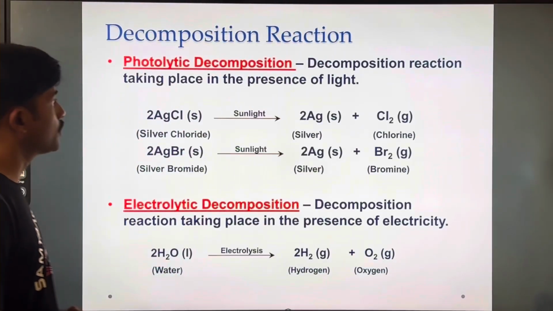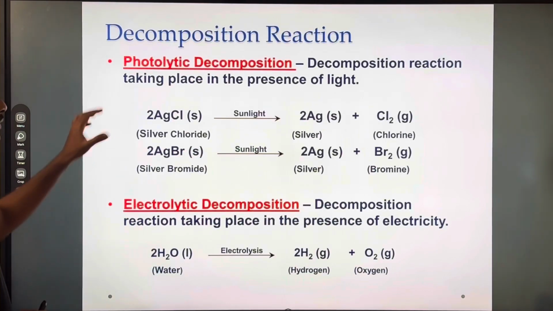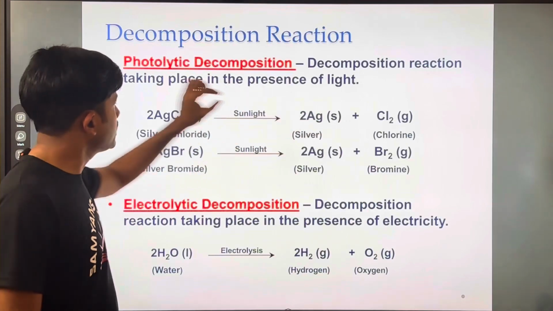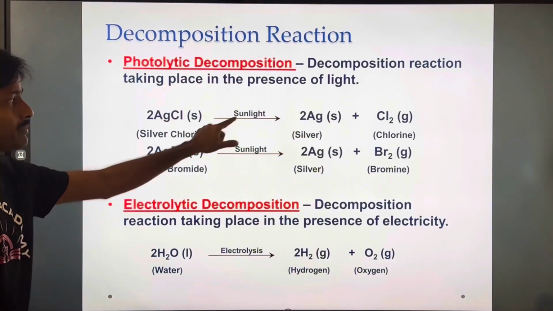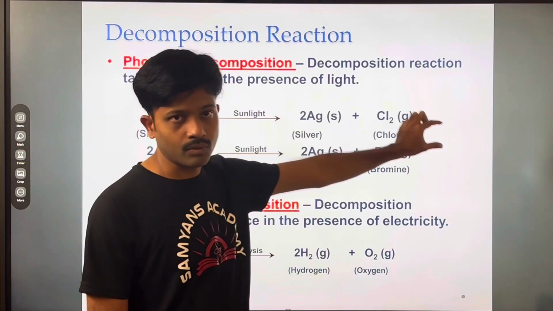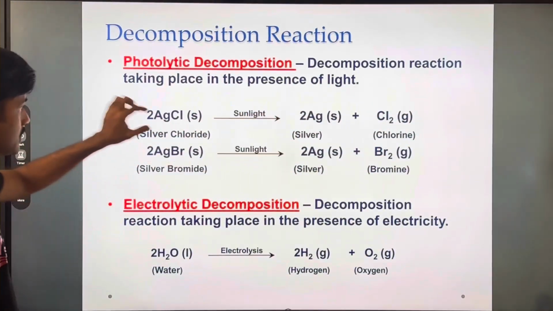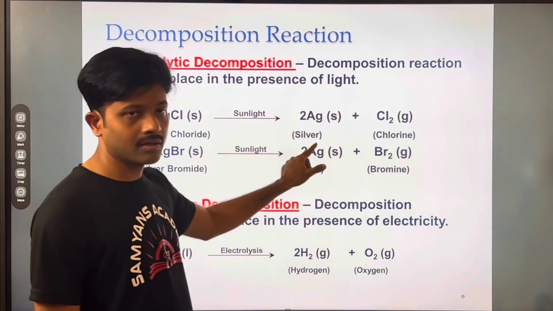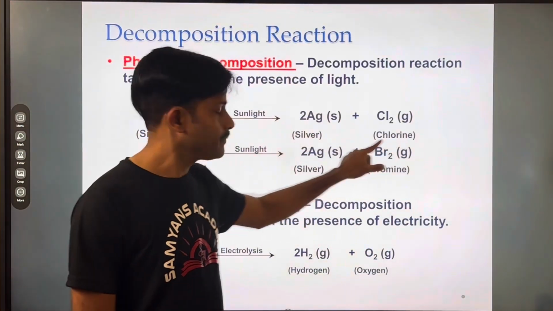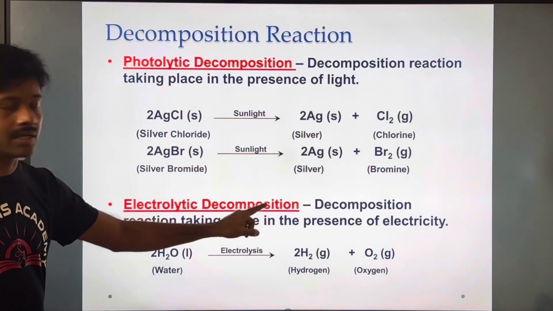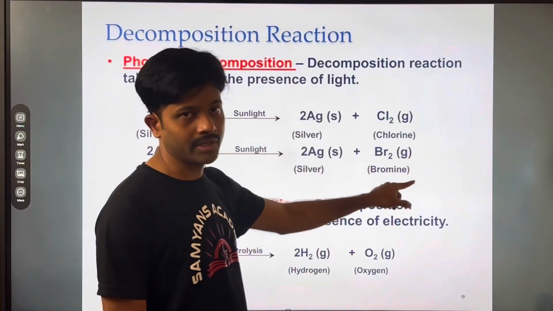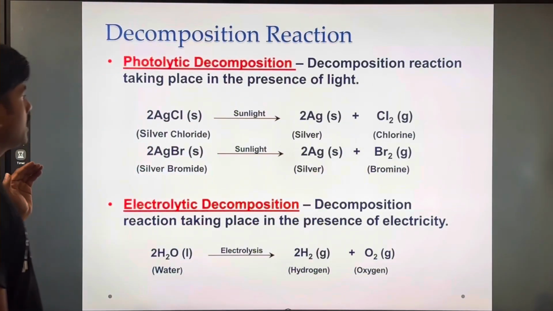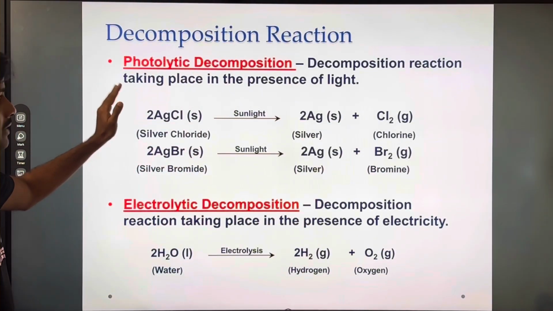Now you come to your photolytic decomposition reaction. This is an example of the photolytic decomposition reaction, and these reactions are carried out in presence of light. In this we have silver chloride. Silver chloride in presence of sunlight decomposes into silver and chlorine. It is a white color powder. When you keep it in sunlight for several hours, it turns into gray color, and there is a liberation of chlorine gas. And this is silver bromide in presence of sunlight. It decomposes into silver and bromine gas, right? Silver is solid in state and bromine is in gaseous state. These reactions are carried out by sunlight. We call it photolytic.